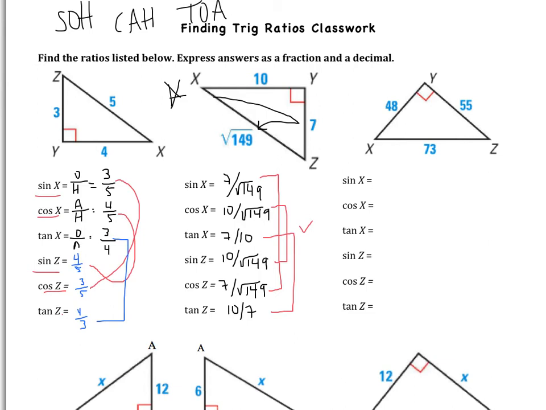I've had students in the past who find the sine of x and then immediately write it for the cosine of z. Yeah, that's true, but if you find the sine of x wrong, then you're going to get 2 questions wrong, which is silly. So hopefully that one went well for you.